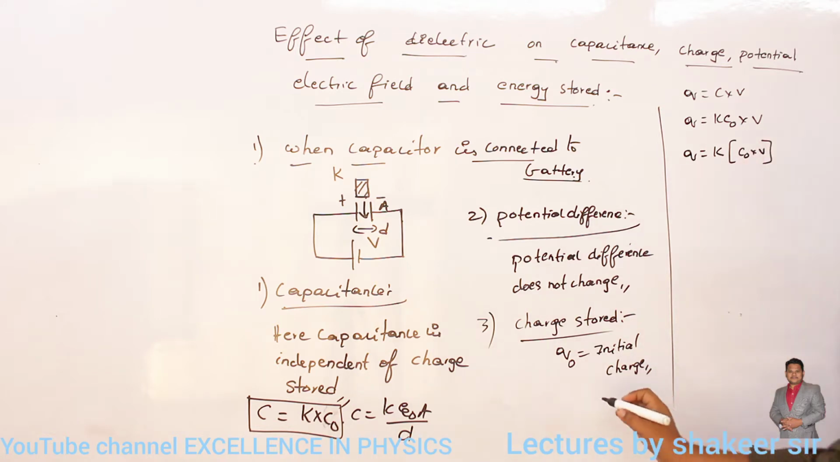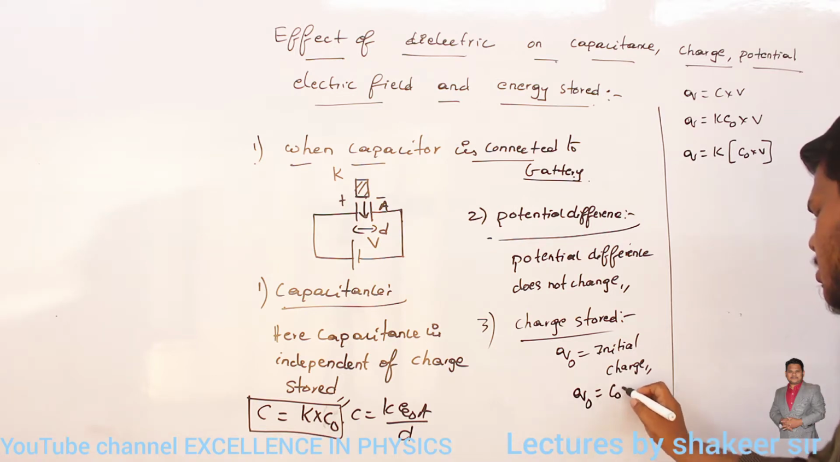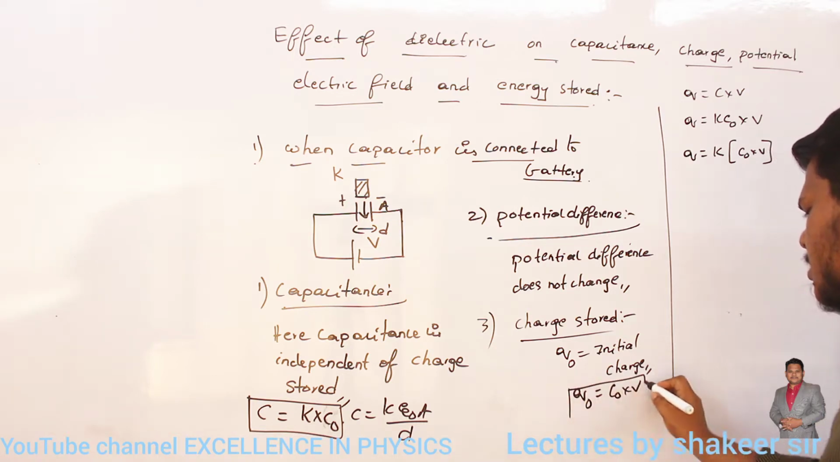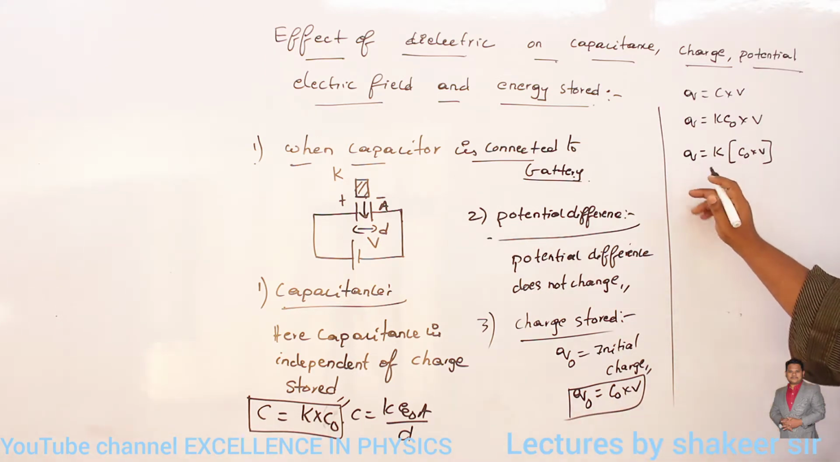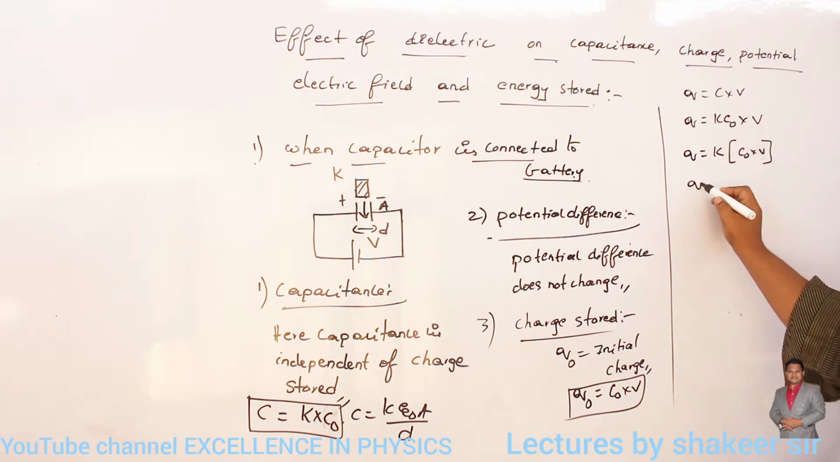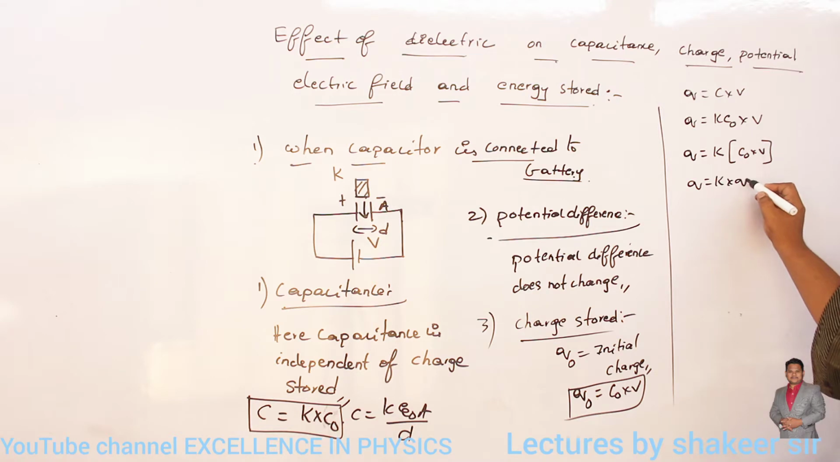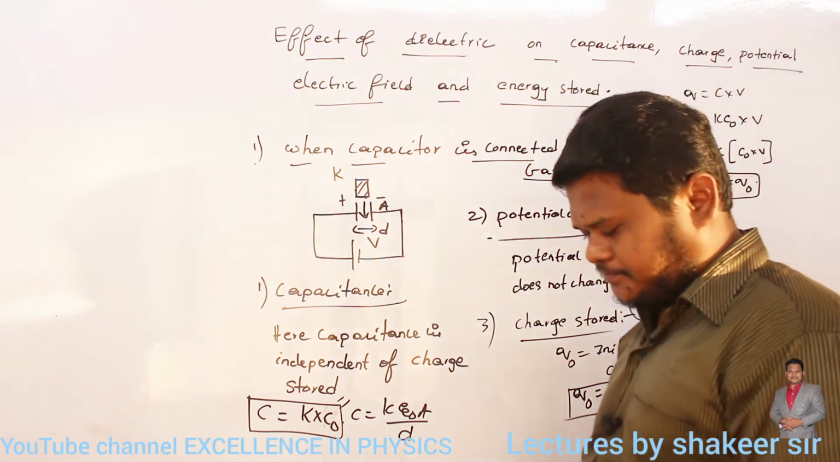Okay? So Q naught, how can I write? Q naught I can write as C naught into V, no? Q is equal to C into V. Initial charge is initial capacitance into potential difference. So final charge is K into C naught into V. So therefore Q can be written as K into Q naught. Now what do you understand with this relation?